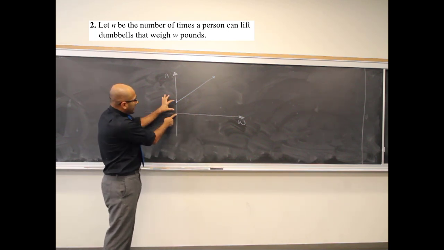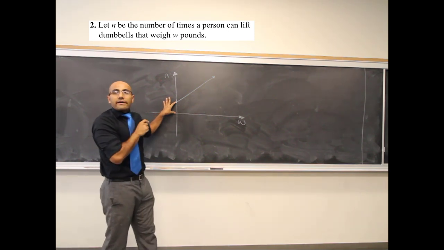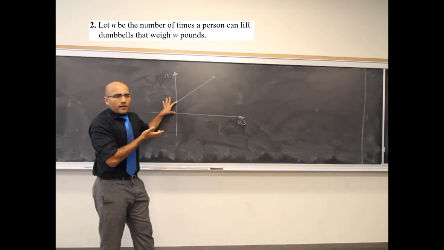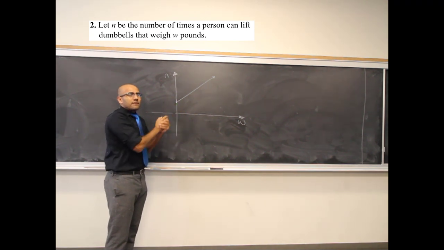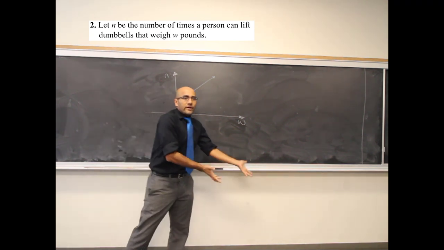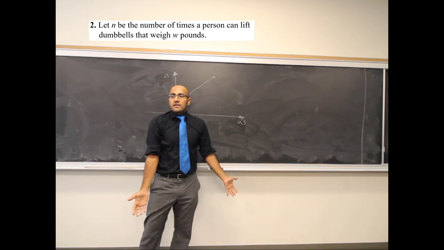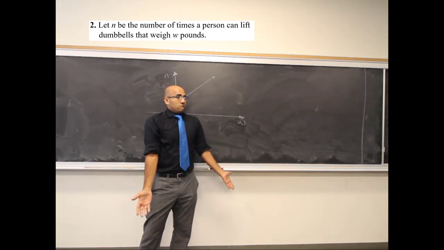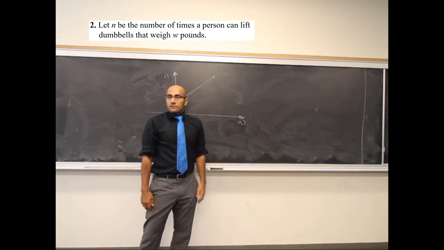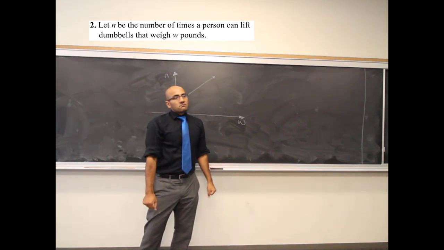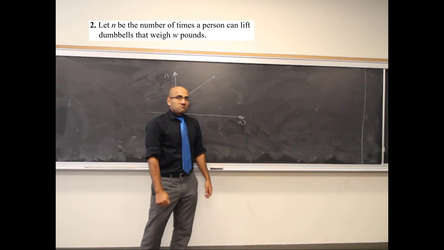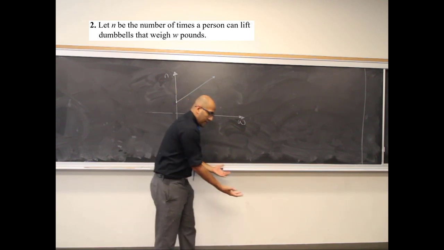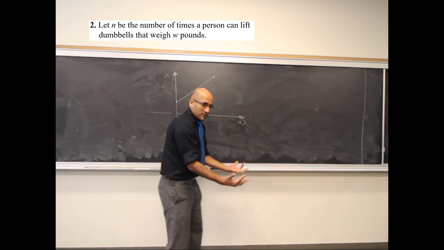Zero, I can lift it a fixed number of times. Does that make sense? I don't know what number that is. That might be a big number, but it's a fixed number of times. That doesn't make any sense. If something weighs zero, I should be able to lift it how many times? An infinite number of times, right? Perhaps? Really infinite? Meaning, here is this imaginary dumbbell.